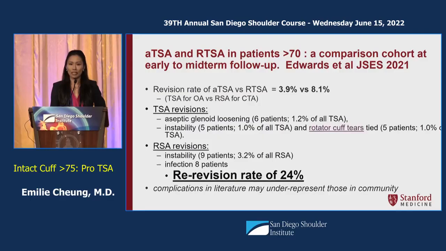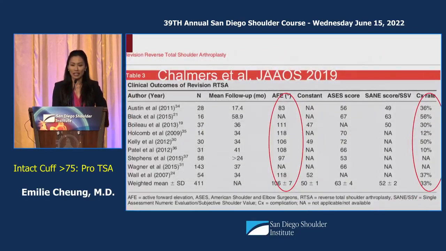And lastly, Brad Edwards' study last year looked at revisions with anatomics versus reverses in patients greater than 70 years old. The revision rate for reverse was twice the revision rate of an anatomic. And if you look more closely at this, the re-revision rate for the reverse is 1 in 4 patients. So once you have a revision, you have a 1 in 4 chance of requiring a secondary revision, and we know about the complications.